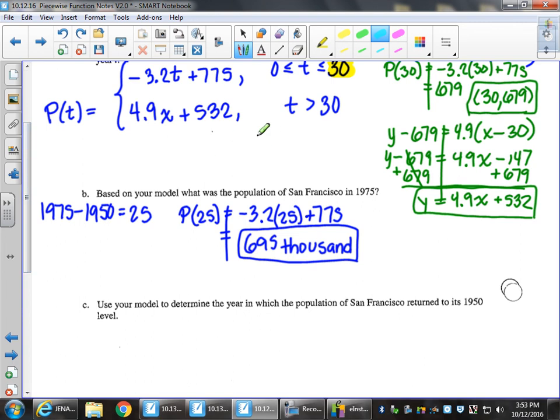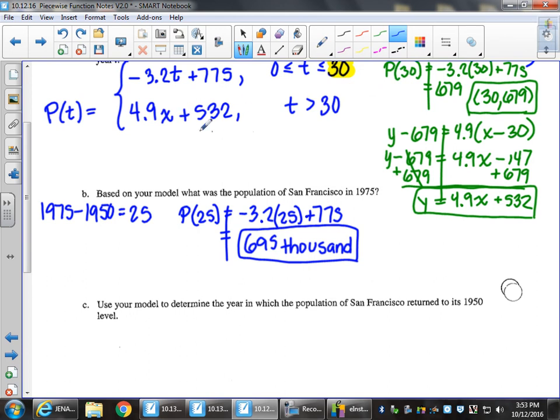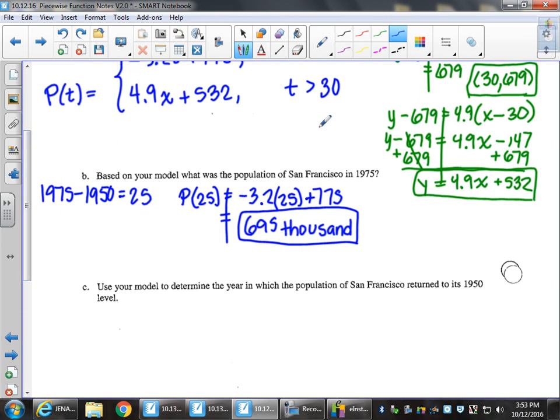So I know based on that, I will be using this expression. Another way to reason, as long as you mentally cross this off in your brain, is that 775 is greater than 532, so I will definitely be in this piece. However it works for you to think about it, that's what you need to do. Whatever your thought process, as long as it gets you to deciding to use the second piece, that works. So 775 equals 4.9x plus 532.